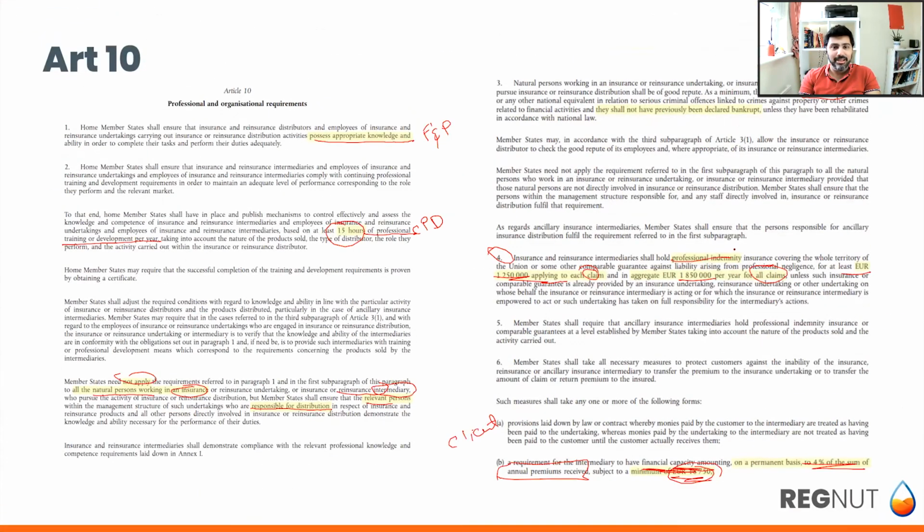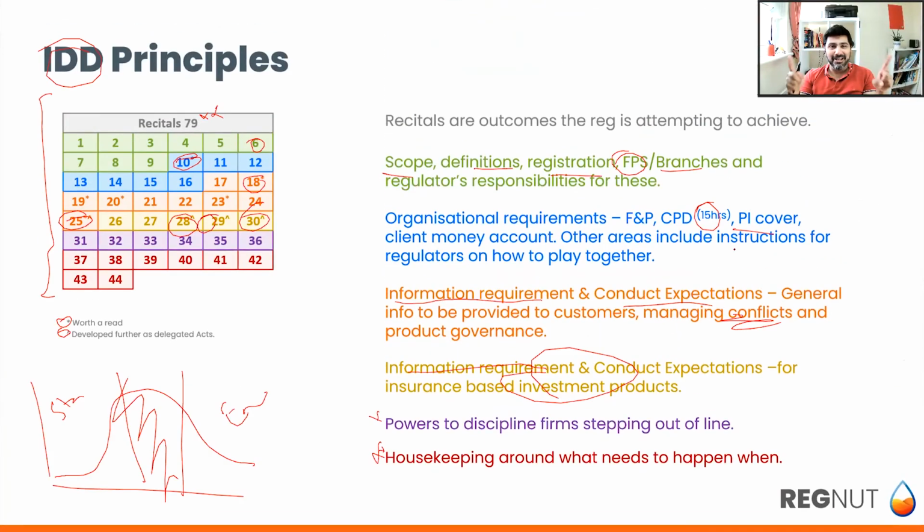The key takeaway is the slide on IDD. If you really want to focus on it, it's Articles 10, 18, 19, 20, 23, and 25. And if you are selling insurance products with an investment lens to it, then just have a look at the yellow circles.